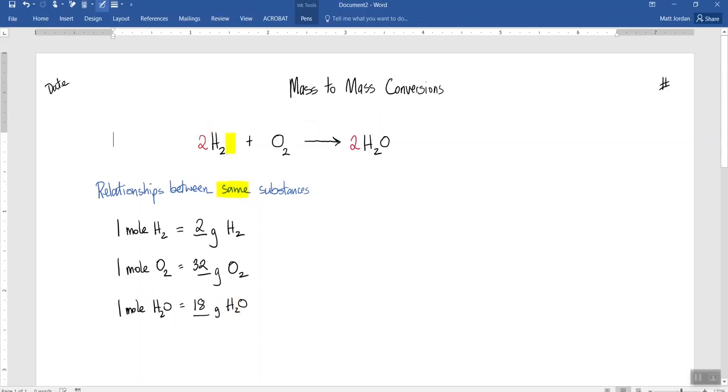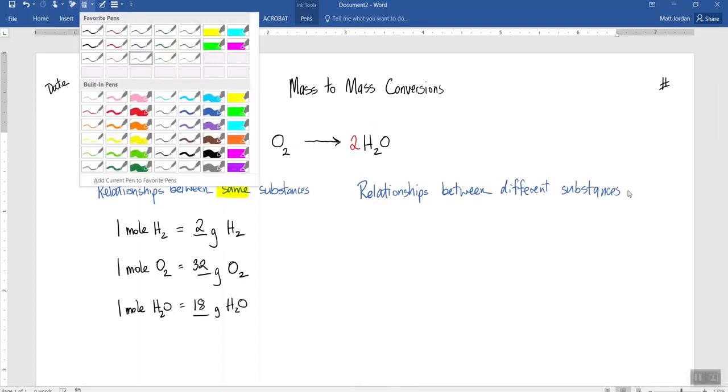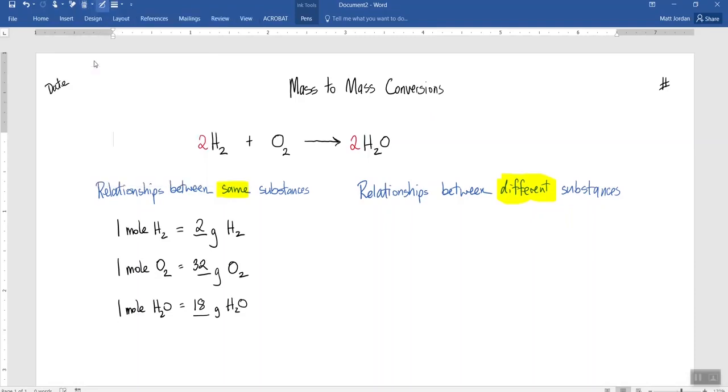But from the balanced chemical equation, you could also make relationships between different substances. And that's where we use the mole to mole ratio. So let's make another column between different substances. So we'll highlight this differently. And this is where we use the mole to mole ratio. So I can make the relationship between moles of H2 and moles of O2. There is a relationship there, and you get that from the balanced chemical equation. So 2 moles of H2 corresponds to 1 mole of O2. So 2 moles of H2 will react with 1 mole of O2.